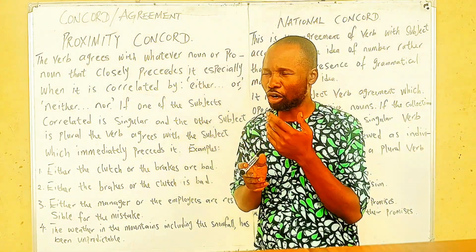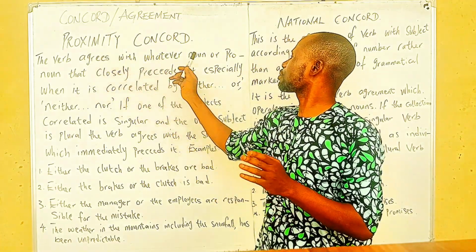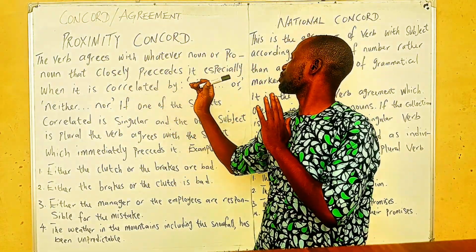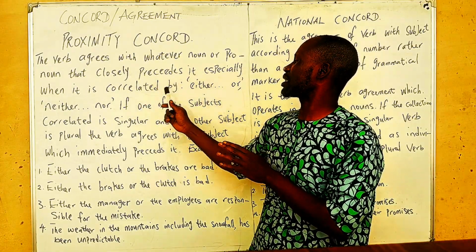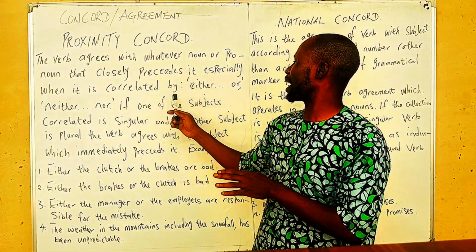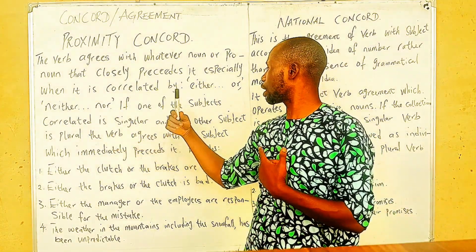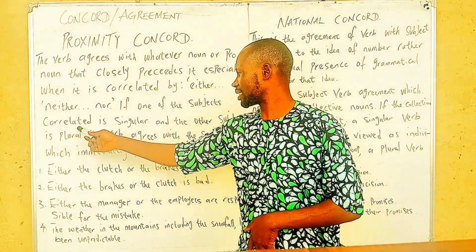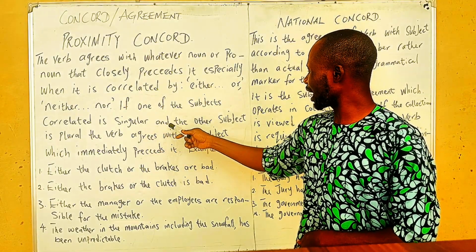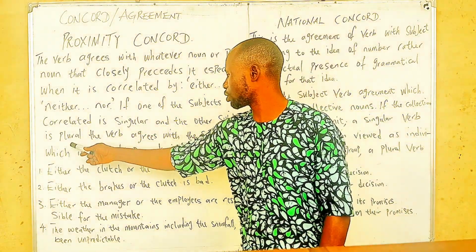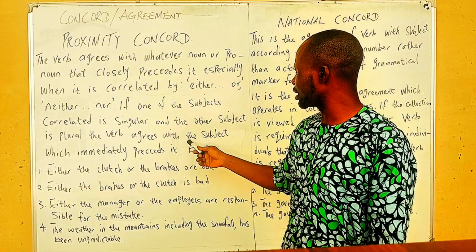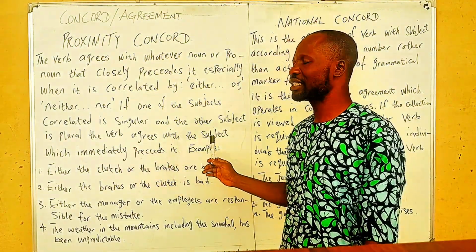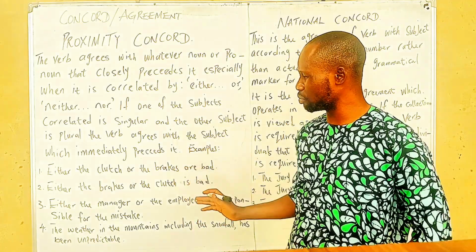In proximity concord, the agreement goes with whatever noun or pronoun that closely precedes the verb, especially when it is correlated by either/or, neither/nor. If one of the subjects correlated is singular and the other subject is plural, the verb agrees with the subject which immediately precedes it. Let's look at an example. This one will make it easy.